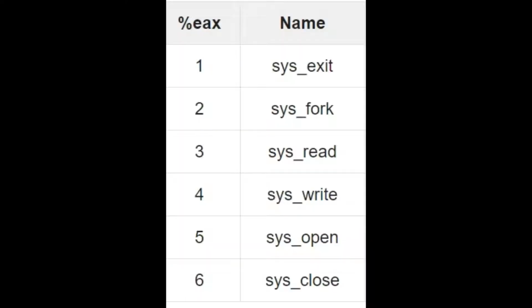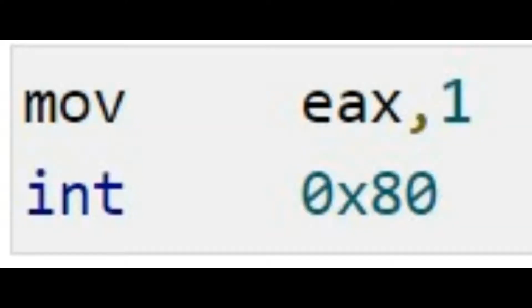For example, EAX is the system call number register, and basically that's like your verb, the action. You usually put in a single digit integer that represents what you're trying to do. Generally, there are six most commonly used ones: sys exit, sys fork, sys read, sys write, sys open, and sys close. They are represented by 1, 2, 3, 4, 5, and 6 respectively.